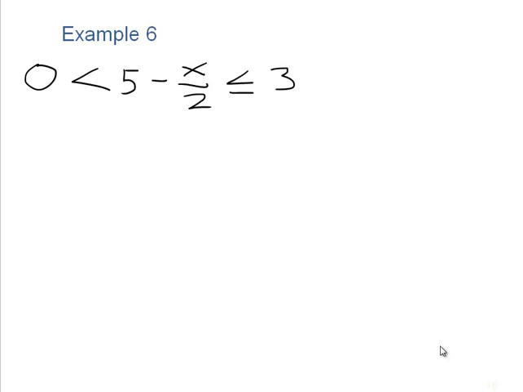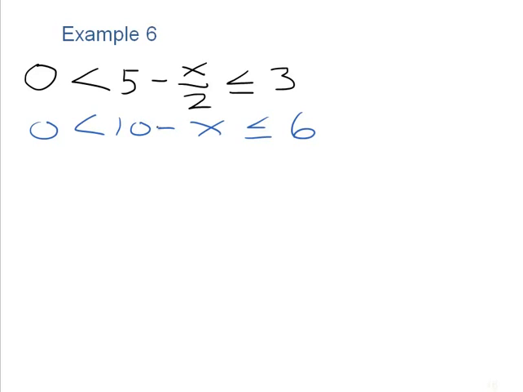Here's another example that actually involves a fraction. So same thing, right? In order to solve it, first step, get rid of fractions. So I'm going to multiply everything through by 2. 2 times 0 is still 0. 10 minus x less than or equal to 6. Now we can breathe a sigh of relief. It seems a little easier.